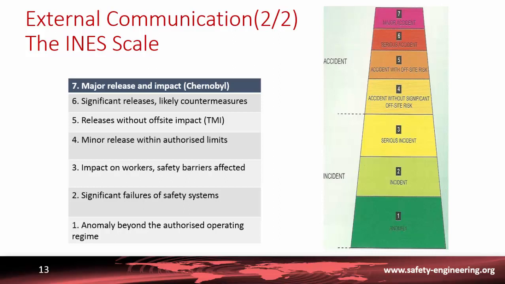The fifth level implies some off-site impact, still minor, and the typical example, the Three Mile Island accident, was categorized as level 5. Level 6 is characterized by releases that imply some countermeasures for the public. Fukushima was first classified at this level 6 before being upscaled to level 7, and this level 7 implies a major release and impact. The typical example, Chernobyl, was categorized at level 7.